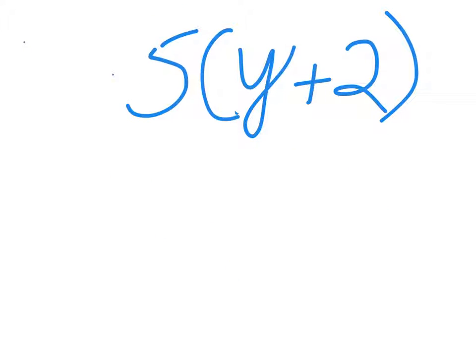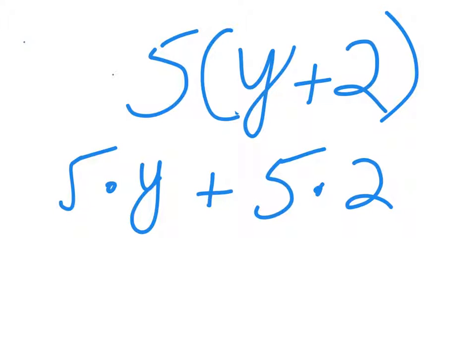One more quick example just like this to emphasize the point. 5 times, what's in parentheses, y plus 2. You're probably not going to have to write down this part. That's supposed to be a 5, by the way, but sometimes the pen doesn't start writing till halfway through and it comes out looking weird.